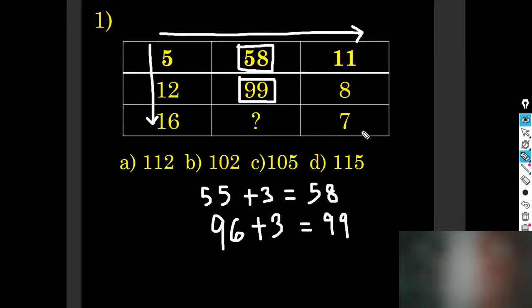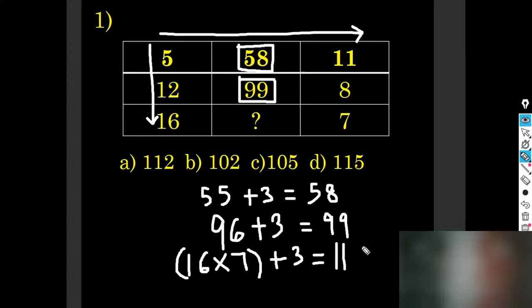You should multiply the first and third number, and also you should add 3 to it, so that we will be getting the second number. Now this becomes 16 into 7 plus 3. 16 into 7 is equal to 112. 112 plus 3 means 115. The last option is the answer. So D is the correct answer.